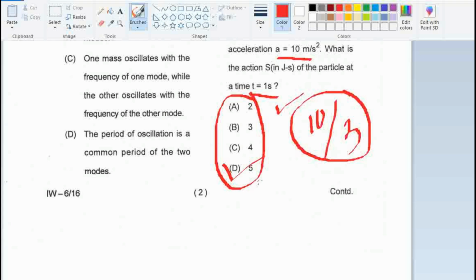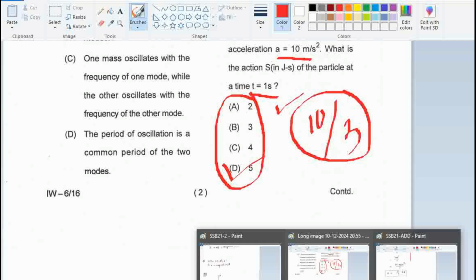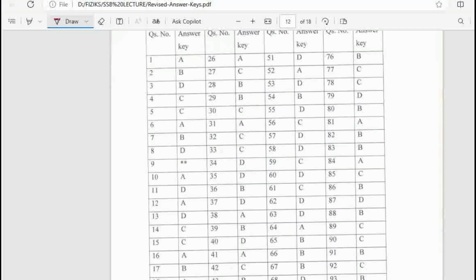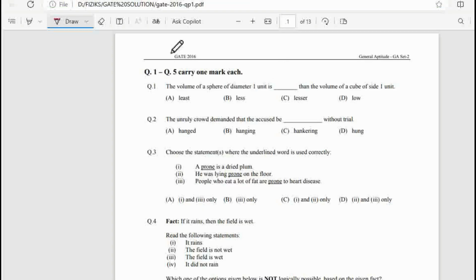But if you have done many questions in GATE, you will see that in 2016 there was a question similar to this. I can show this question to you. You see, this is the GATE 2016 paper.